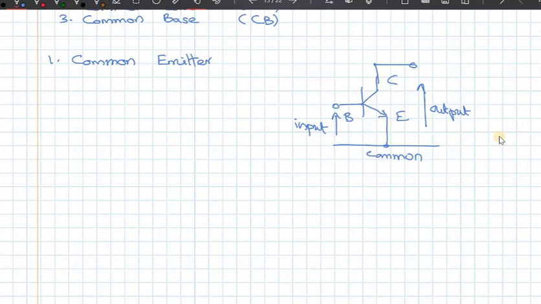Right? So some of the features about common emitter circuits are, now we looked at a general amplifier in the previous lecture.